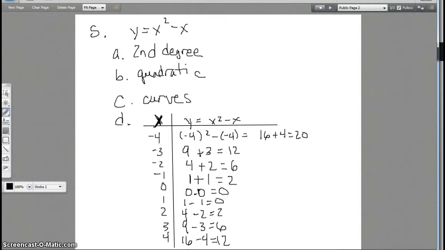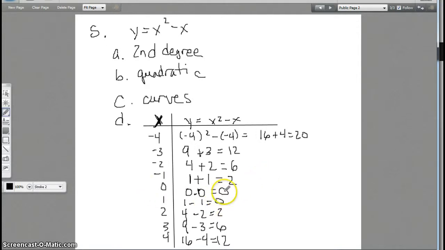Now, I told you guys to watch out for one thing whenever you're making a data table. If you have two x values in a row that give you the same y value, then choose a number in between those two x values to compute a y value for. And the reason is so that you'll know what the graph is doing in between those two numbers, because you don't know if you have a straight line between those two numbers, or if the graph is going down, or if the graph is going up.